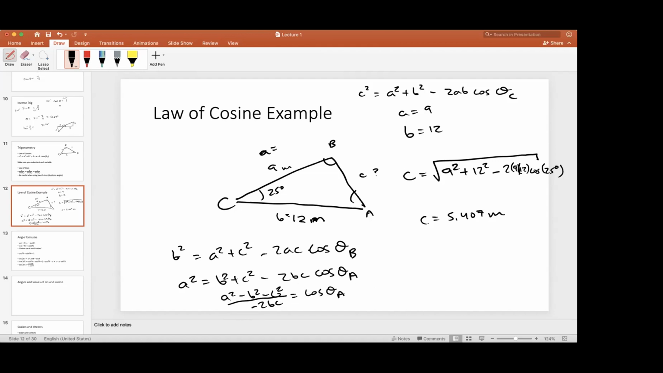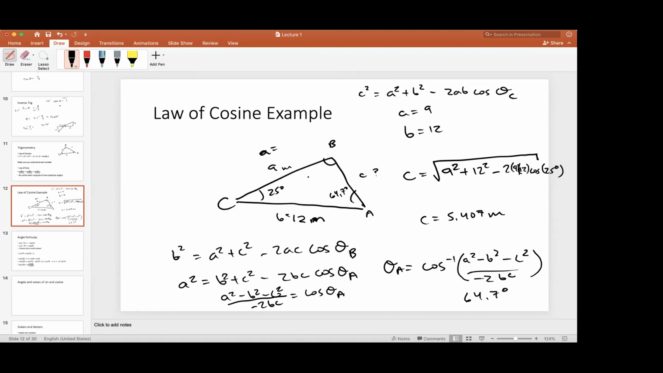If I then take the arc cosine of both sides, I get that theta A is arc cosine of A squared minus B squared minus C squared over 2BC with a minus sign. And if I plug in those numbers, I get 64.7 degrees. So I now know that I have 24.5 degrees and I have 64.7 degrees.